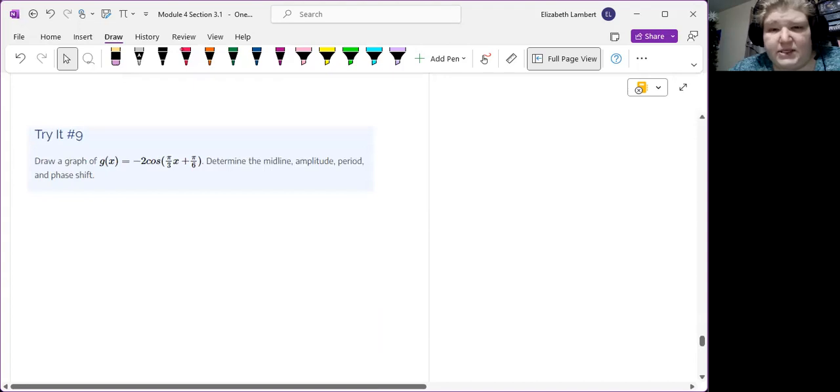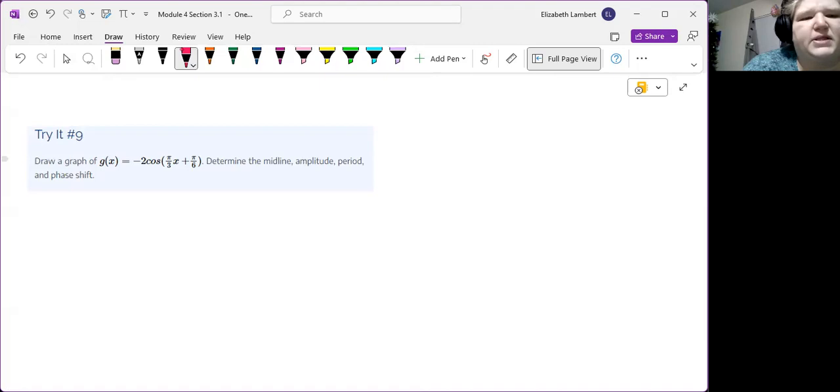So I'm going to skip this one. I'm going to skip the sketch. Let's talk about it, though. Our amplitude is 2, but that negative sign outside is going to give us that positive y for negative y, up, down, flip again.